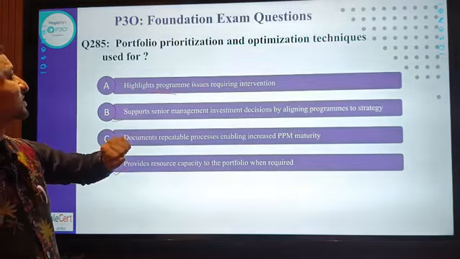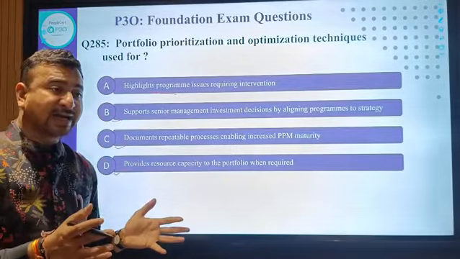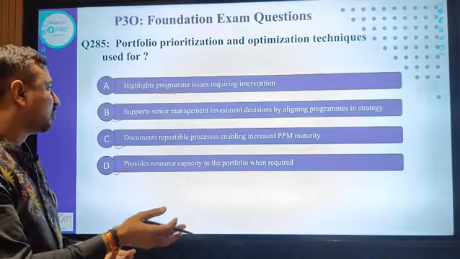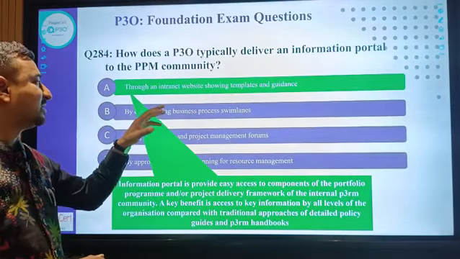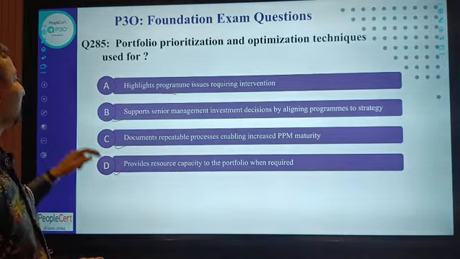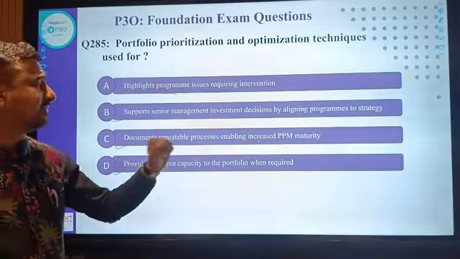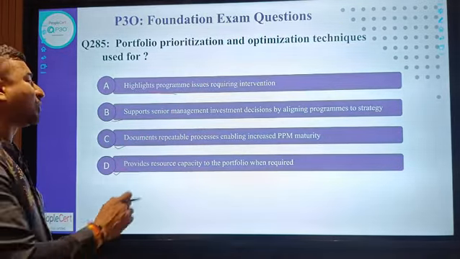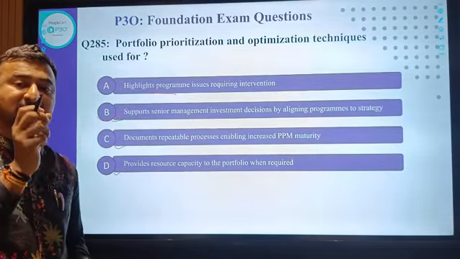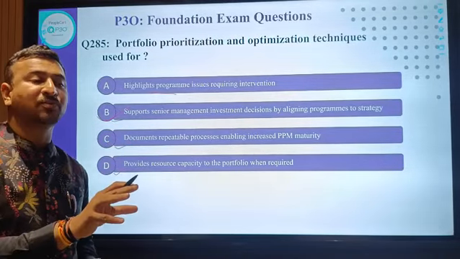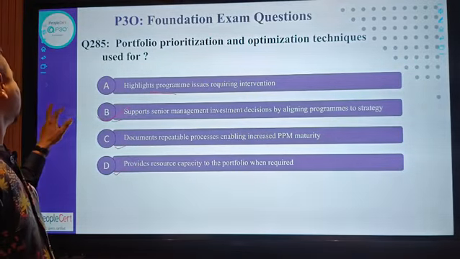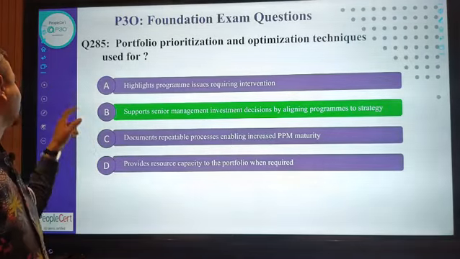Portfolio prioritization and optimization technique is used so that your resources are properly utilized. You can discard the project which is not aligned. So highlight issues is not that relevant. Moving on, support senior management investment decision by aligning program to strategy, that would be the correct answer, because you align the senior management's focus on the projects which are more important, which have more priority. So B would be the correct answer. Let's see the answer. Yeah, that would be the correct answer.